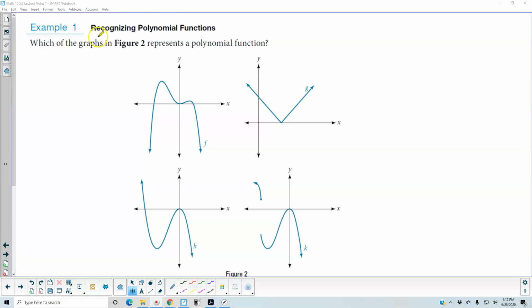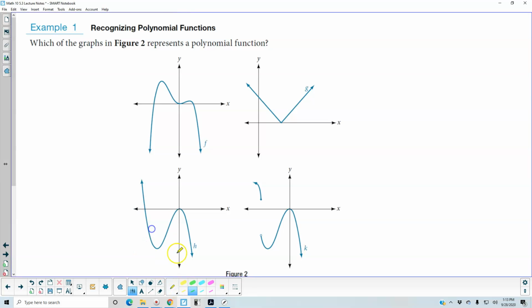In example 1, we're recognizing polynomial functions. Which of the graphs in figure 2 represent a polynomial function? Okay, now they can represent a function, but we want to find out whether it represents a polynomial function. And remember that a polynomial function means that it is continuous.